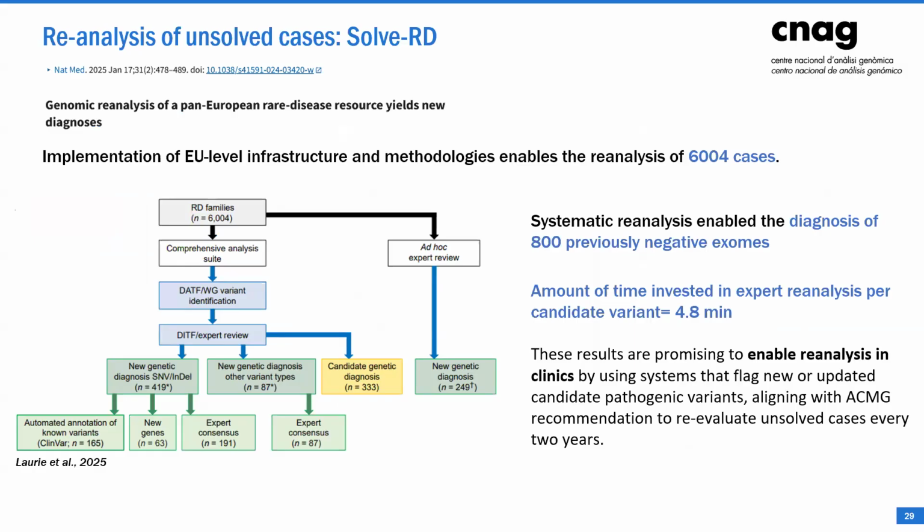And here is just one slide to explain the results. These are results from the reanalysis of the first 6,000 cases that have been recently published. Thanks to the systematic reanalysis and all the infrastructure that was set up within Solve-RD, which also involved many groups for the analysis and interpretation, the European Reference Networks managed to solve 800 previously negative cases. And when we calculated the amount of time invested by the experts in this reanalysis per variant that was proposed as a candidate variant, it was a bit less than 5 minutes. So basically, we managed to create a reanalysis workflow that could work in a semi-automated way, so that it was possible for experts to go through all this information and manage to solve all these cases.